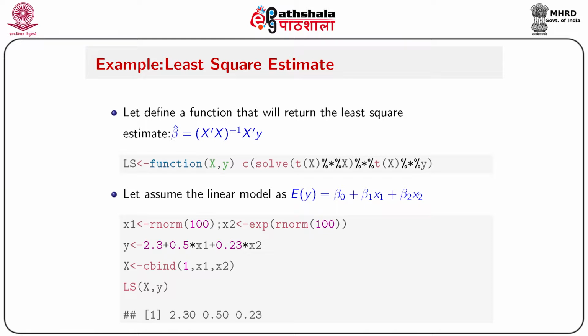See here, I created the return value as solve of t transpose of x into x, inverse, into transpose of x into y. It is written exactly the same way I use the matrix notation in this expression, and the return value is the beta.